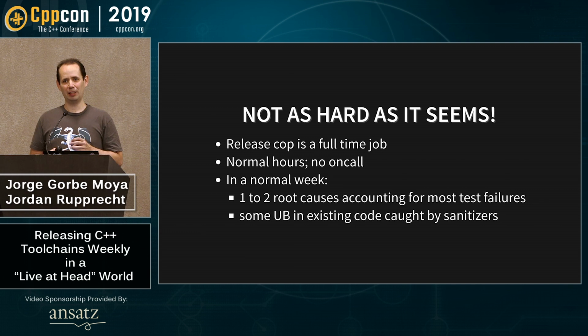When we are release scope that week, it's a full-time job, but we are not on call. We don't do special hours. We just go home at the usual time. And actually, in a normal week, we have 1-2 root causes causing all the breakage we see for testing. Also, because we have shorter release windows, that helps, because there's usually not that many patches that can cause trouble. And then you always have some UB that sanitizer improvements expose, so you go and fix that too.